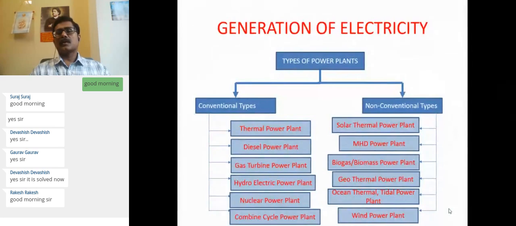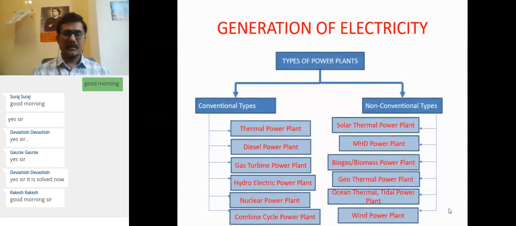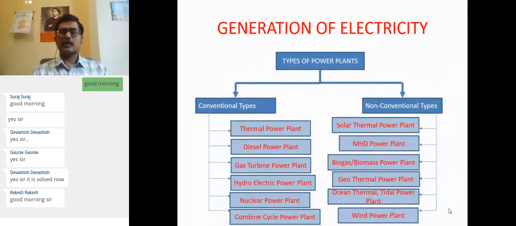And coming on to the non-conventional power plants, solar thermal power plant. It is nothing but solar thermal, so it means that it uses the same cycle, that is the Rankine cycle. If you feel the names of the cycles are important, you can definitely note them at your end. MHD power plant, magneto hydrodynamic power plant, biogas, biomass power plant.